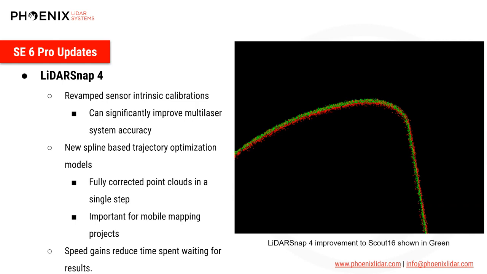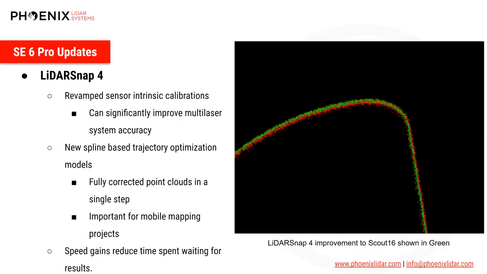Another improvement to LiDAR-Snap 4 is the addition of new trajectory optimization functions. We've added a spline-based model that allows for frequent corrections within each flight line. So instead of just adjusting flight line 1 by a certain magnitude and flight line 2 by another different magnitude, this method really fine-tunes each epoch along each flight line by making adjustments per small increment of time. This is really the best way to get tight relative accuracy.